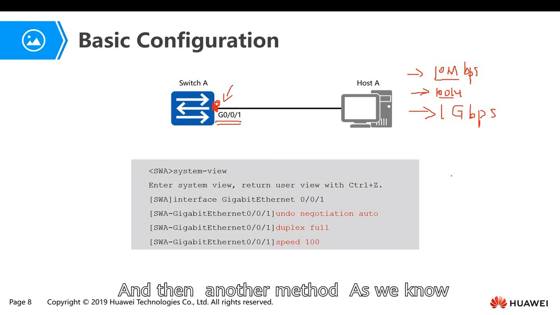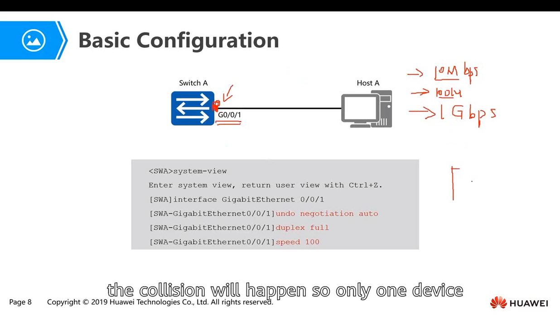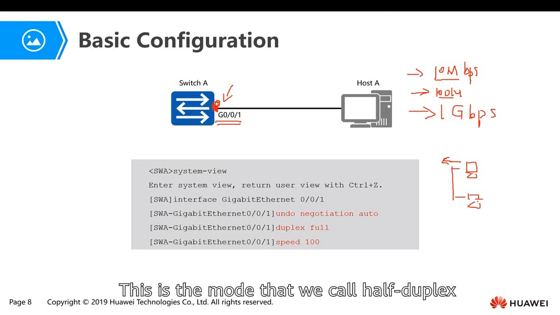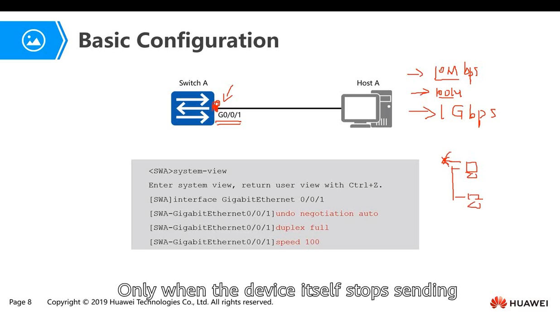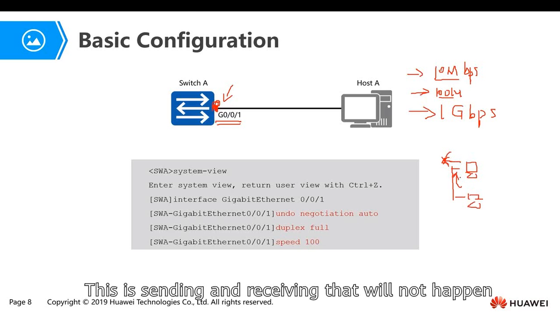And then another method. As we know, in the coaxial cable and in the hub, the collision will happen. So only one device can send data at the same time. If one device is sending, there is no other device sending data, okay? So this mode we call half duplex. Only when it stops sending can data be received.